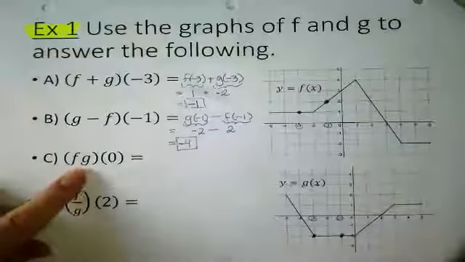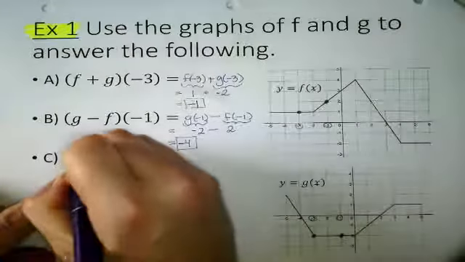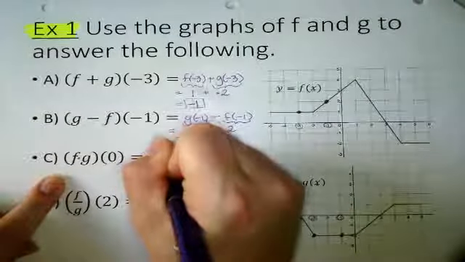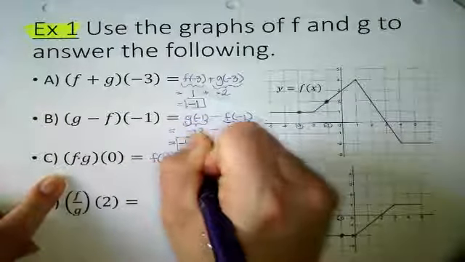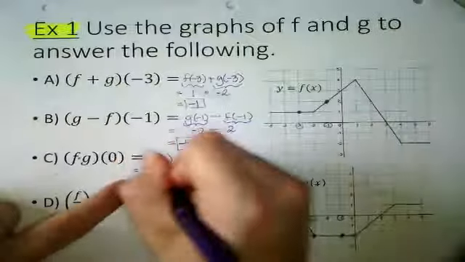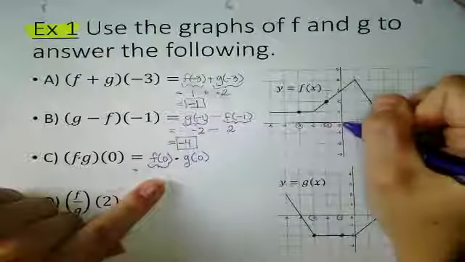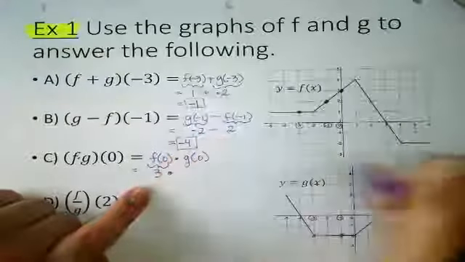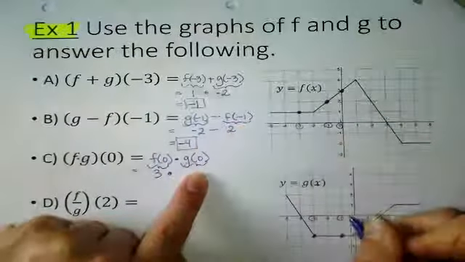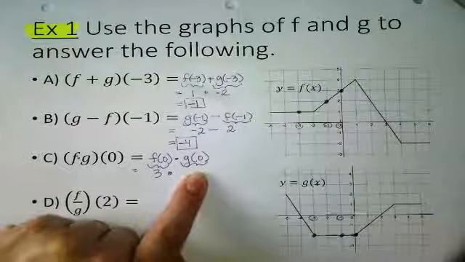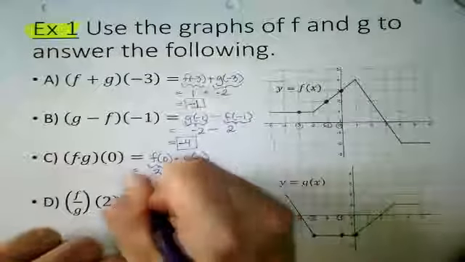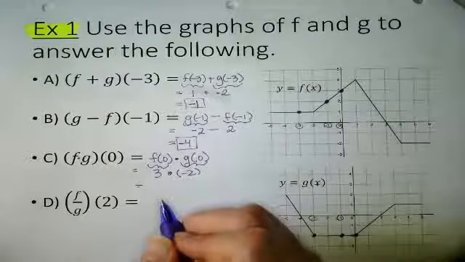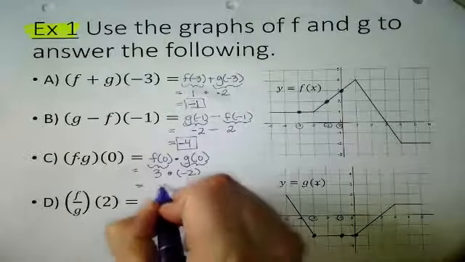And here, again, this one says we're multiplying f times g at 0. So that really just means f of 0 times g of 0. All right, we can do that. F evaluated at 0, right there, has an output of 3. And g evaluated at 0 has an output of -2. Boy, things are boring. And so then we multiply those together, and we get -6.